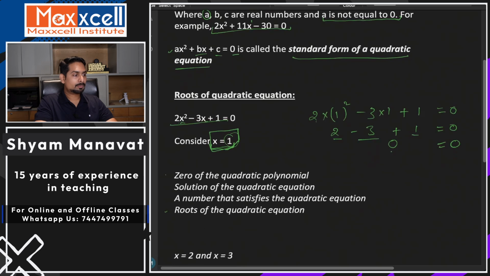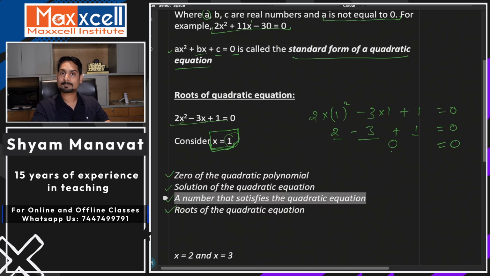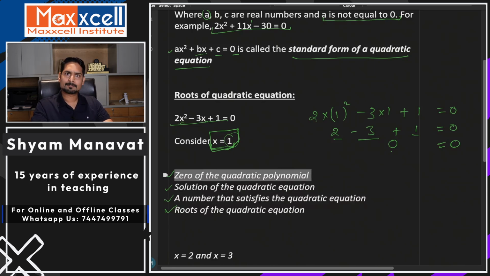Now you will see different terminology for the same thing. These are 4 terminologies you have for the same thing. Root of quadratic equation: a number that satisfies the equation. Zero of the quadratic polynomial, same thing. Zero means what? Usually the standard form of the quadratic equation is ax² + bx + c = 0.